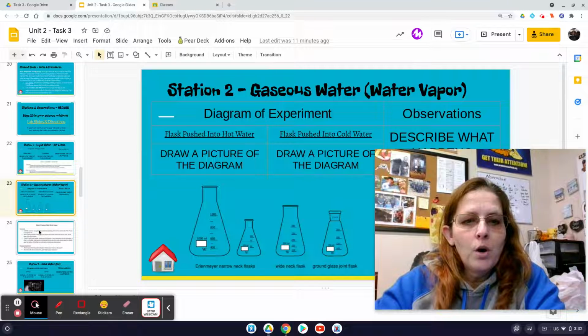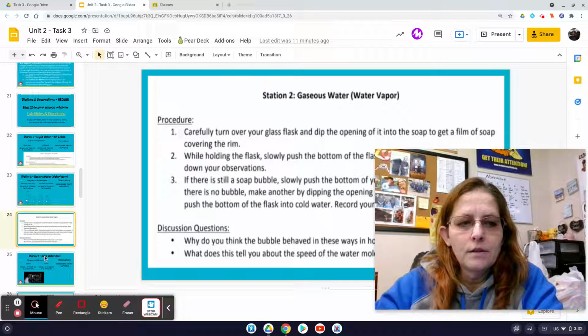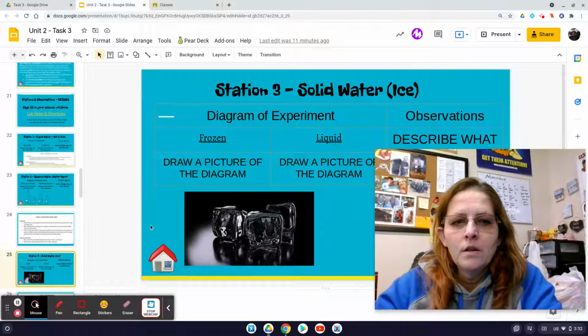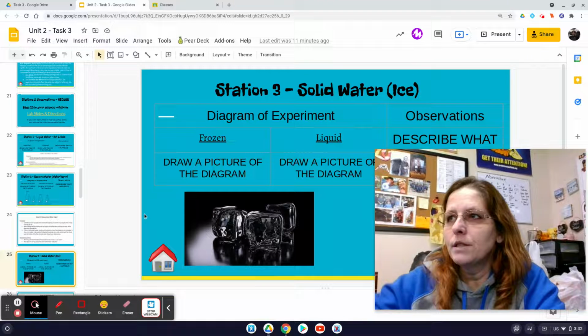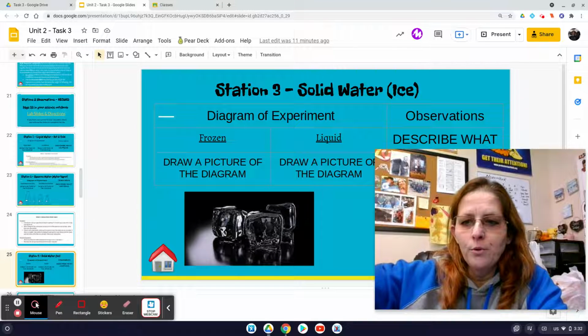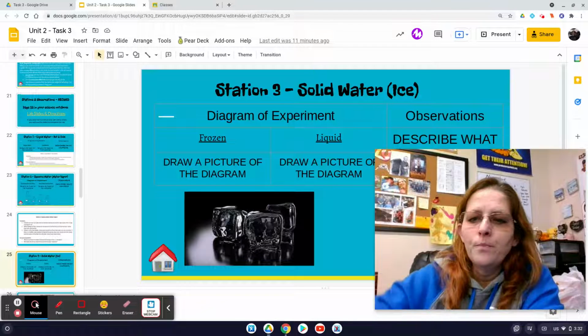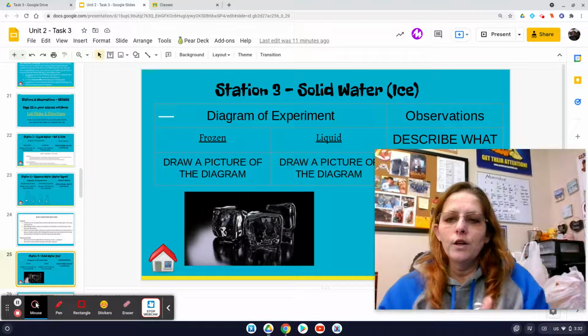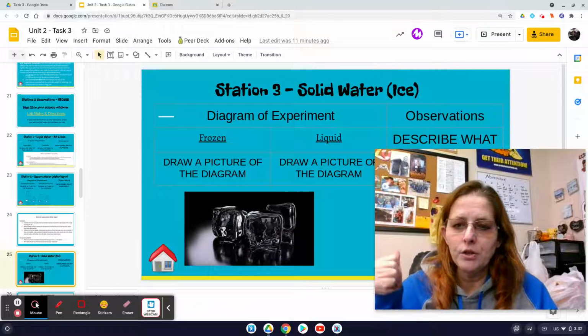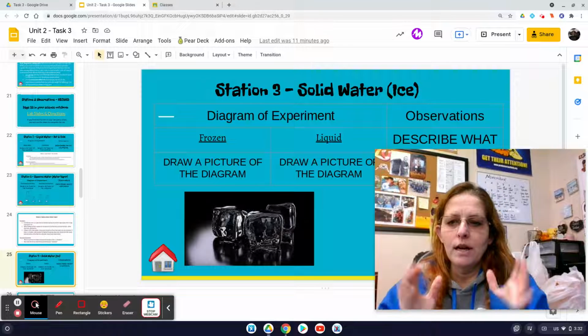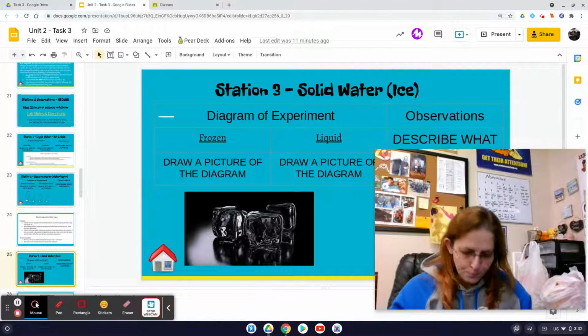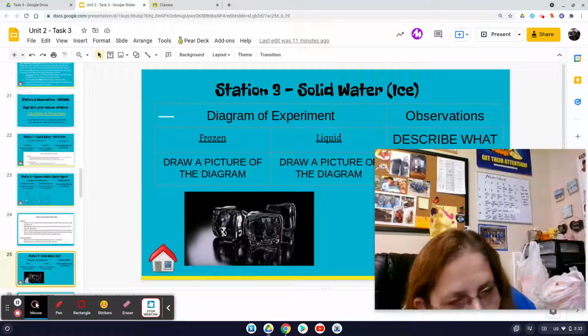The third one is ice. It's going to be on the right-hand side of the room, or the one by the CER wall. And you're going to be patient while the teacher goes and grabs the ice cube tray. So you're going to have a blue ice cube tray. Grab it.